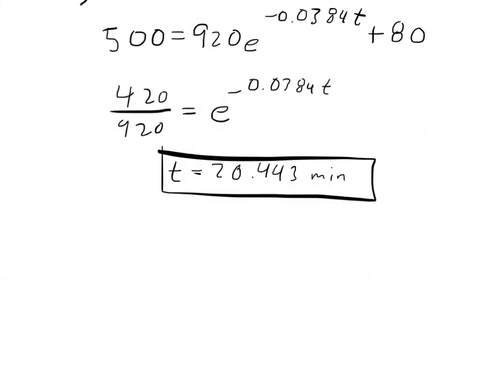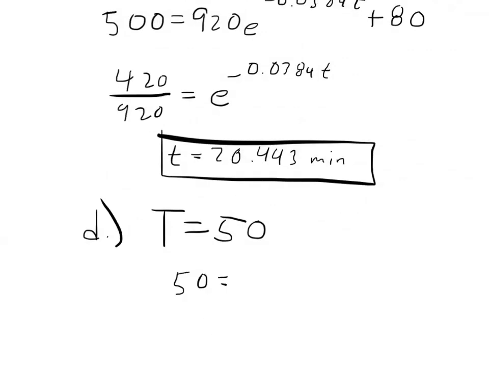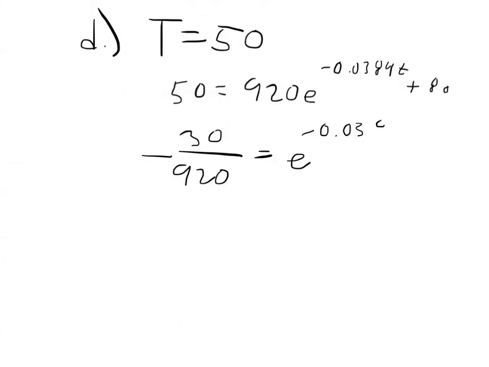And then the last question, part D, and this is a pretty important conceptual question. It says, how long will it take for the object to reach 50 degrees? So we have to plug in 50 for T. If I plug that in, I'm going to end up with 50 equals 920 e to the negative 0.0384 t plus 80. And I know I'm moving fast here, but I know I'm way over my time on this video, so I'm trying to go quick. Long story short, if you subtract the 80 and divide, you're going to end up with negative 30 over 920 equals e to this power.